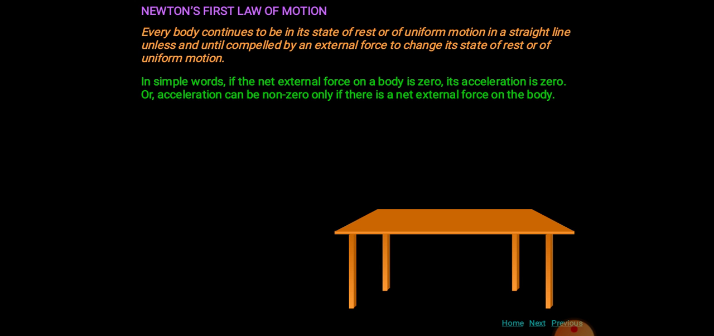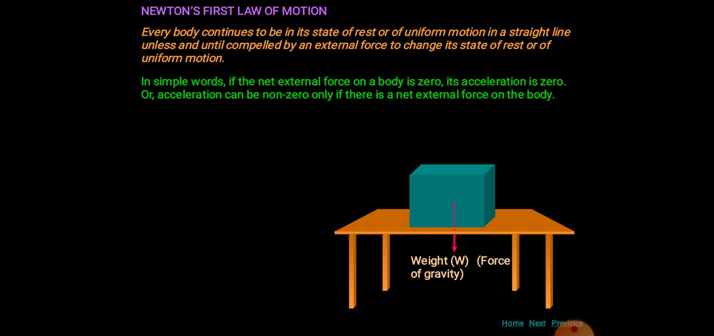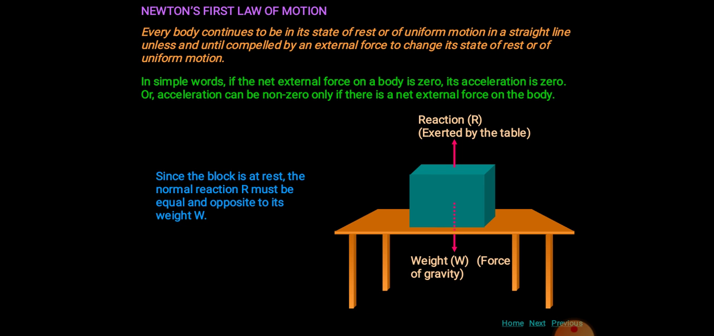Now here we are taking a block. Here we have to look at the weight W, which is the force of gravity, and the normal reaction, with the symbol capital R, that is exerted by the table. If we see their directions, they are opposite. Here the block is at rest, so the normal reaction R must be equal and opposite to the weight W. If you observe the figure carefully, R and W are equal and opposite to each other.